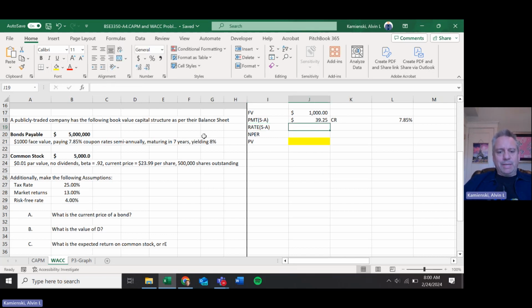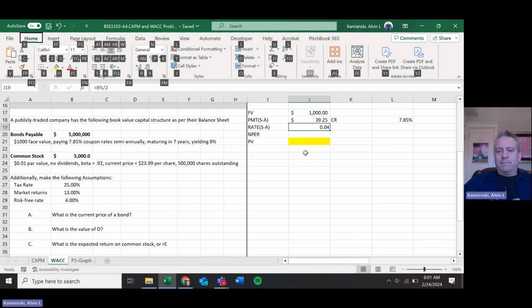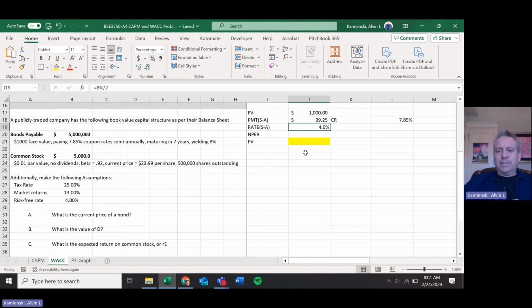And the rate that it's giving me is the yield to maturity of 8%. So let's do 8% divided by 2. And so now we have a 4% yield. And the number of periods then we know also need to be adjusted for semi-annual. And if the bond matures in 7 years with semi-annual payments, that means we've got 14 periods.